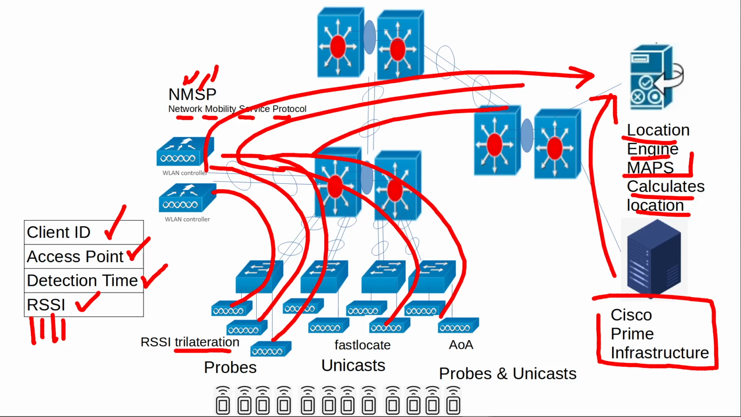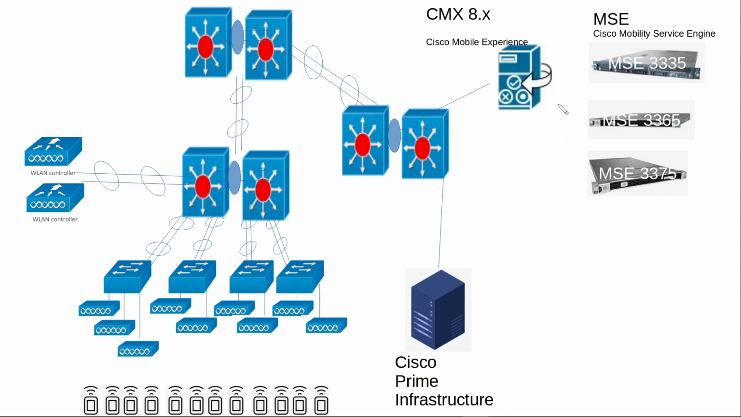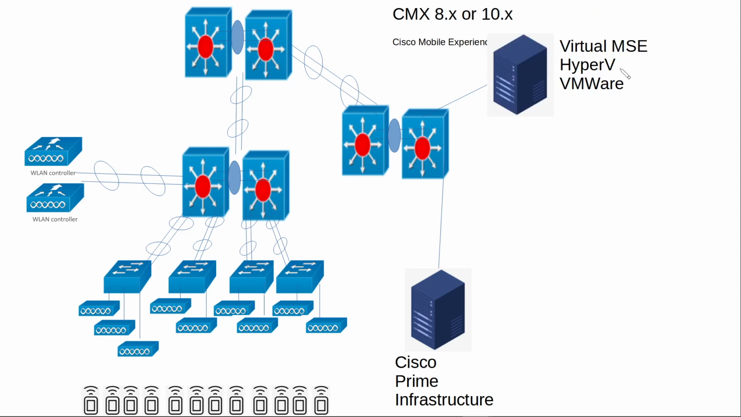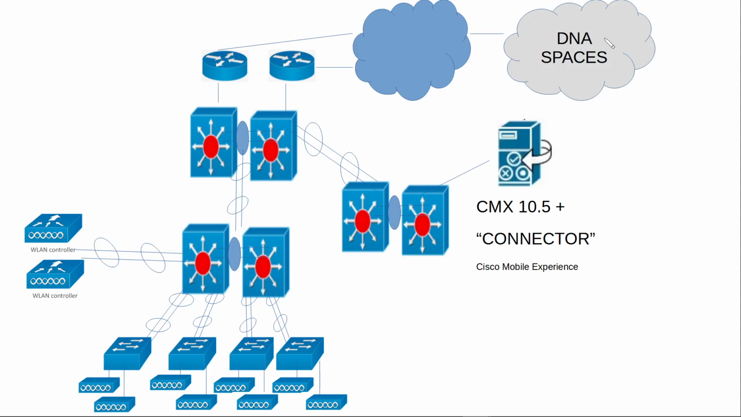To have this in your enterprise, you will need the Mobility Service Engine, or MSE, which is the hardware, and the Cisco Connected Mobile Experiences, or CMX, which is the software. So don't confuse this: MSE is the hardware and CMX is the software. You can also have the MSE running as a virtual machine over Hyper-V or VMware, and CMX running above it. The more recent solution from Cisco is Cisco DNA Spaces, which runs in the cloud.